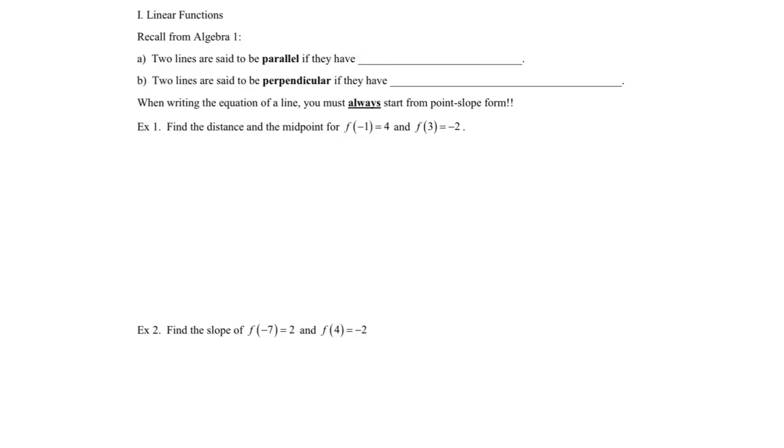We're going to spend the first part of our time together today discussing linear functions and how to write the equations of lines. Recall from Algebra 1 that two lines are parallel if their slopes are equal. So when you see that word parallel, we need to think same slope. Two lines are said to be perpendicular if they have negative reciprocal slopes. I'll give you an example of what I mean by that in just a second.